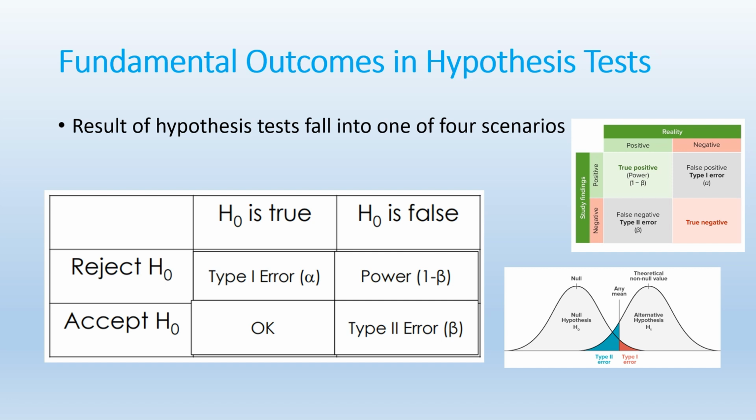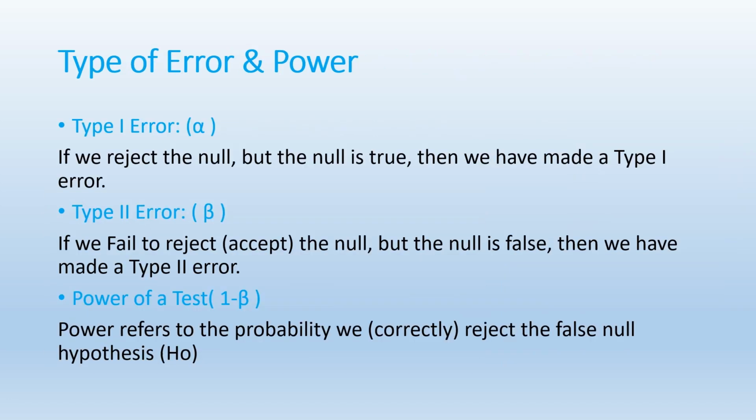Reject H naught when H naught is false: this is the power of the test, 1 minus beta. Accept H naught when H naught is true: it is a correct decision. And accept H naught when H naught is false is the type 2 error, beta.